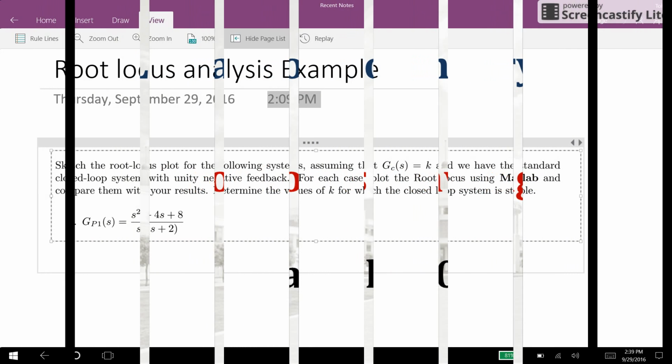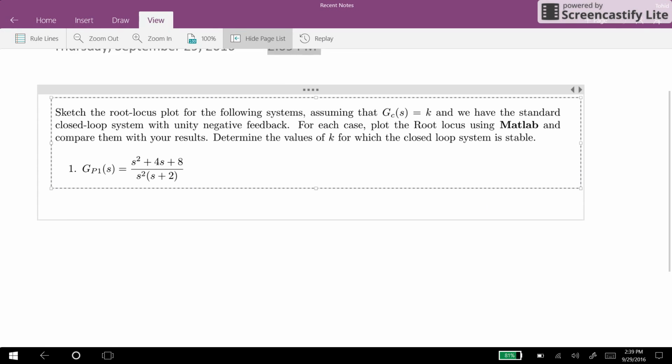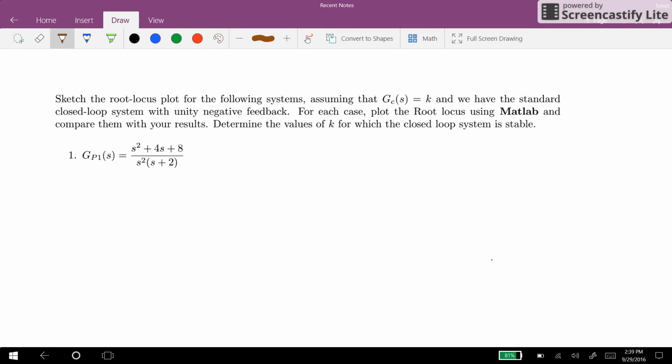Hi everyone. In this video I'm going to show you how to sketch the root locus for a given system for an example that we have here, and then how to analyze the stability of the closed loop system accordingly. So here we have the example provided for us in terms of the transfer function, having the GP, or the process transfer function, equal to (s squared plus 4s plus 8) over (s squared times (s plus 2)).